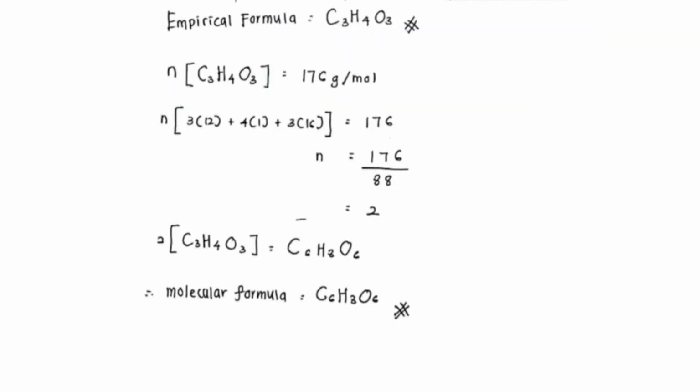Okay, next we need to find the molecular formula, which is n in the bracket C3H4O3 equal to the molar mass of the ascorbic acid, which is 176 g per mole. And then substitute the mass of each element, which is C equal to 12, H equal to 1, and O equal to 16. And then we need to find the value of n, which is 176 divided by 88, and n is equal to 2. And then we get the molecular formula is equal to C6H8O6.